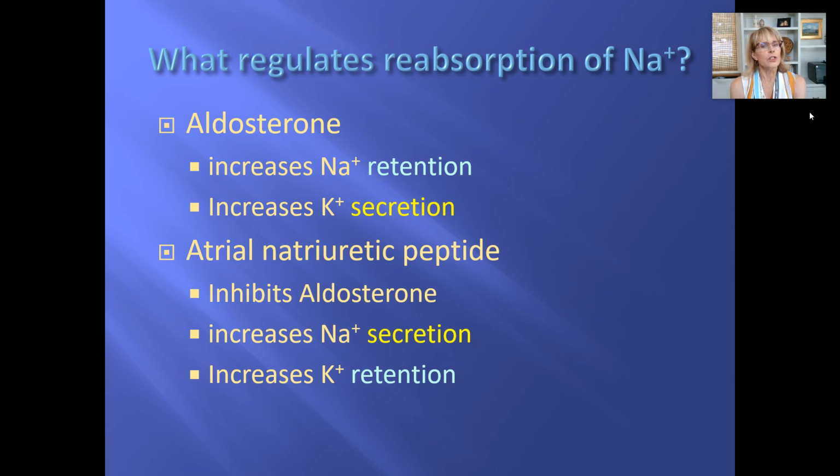A final, just a recap slide. What regulates the reabsorption of sodium? Aldosterone increases sodium retention, but increases potassium secretion. Atrial natriuretic peptide does the opposite. One more thing, a thing that seems obvious to me, but when it's on the exam, I realize it's not obvious. Where does urine come from?